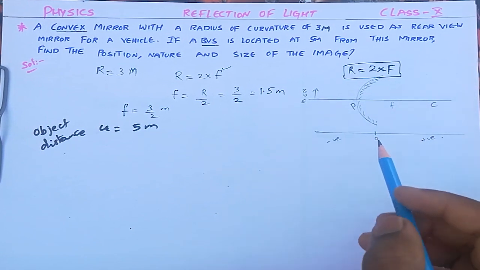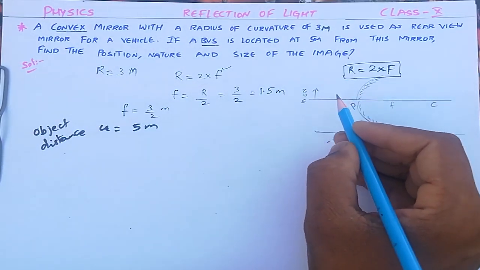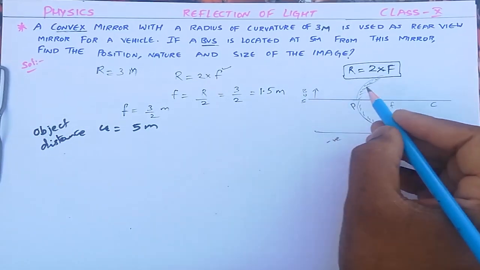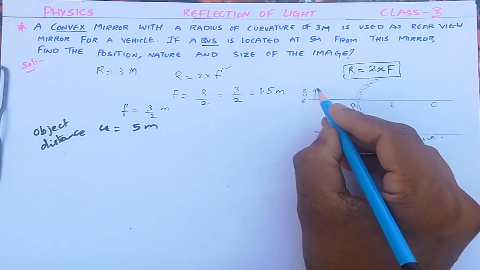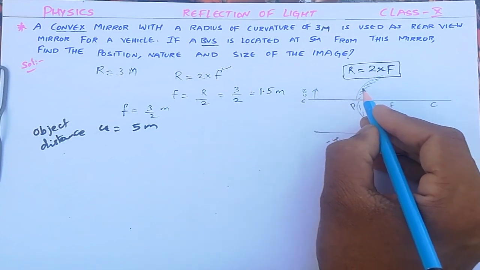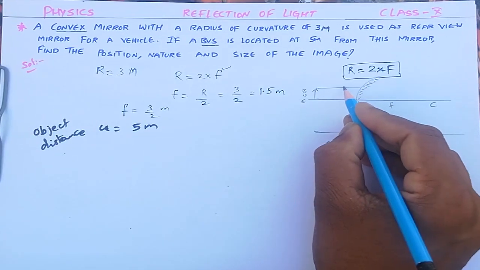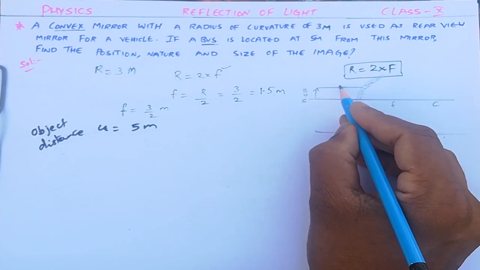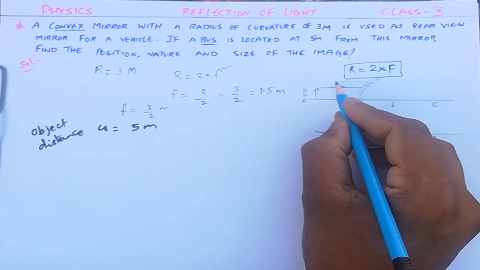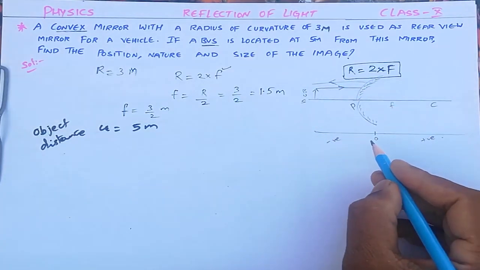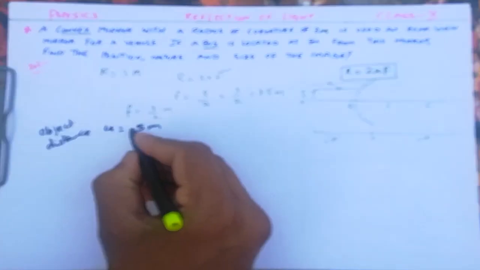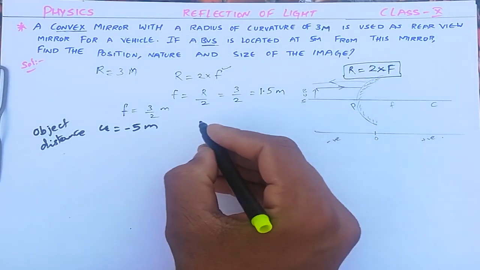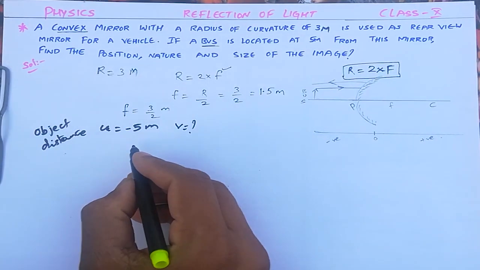Okay, so let us assume this one as a bus placed in front of a rear view mirror of a vehicle, that is the convex mirror. So this object is measured from the pole. So this is the incident ray, we know that, but we need to measure in the reverse direction, that is negative values. So U will be, that means object distance will be minus 5 meters. Okay, we will find out V, that is the image distance.